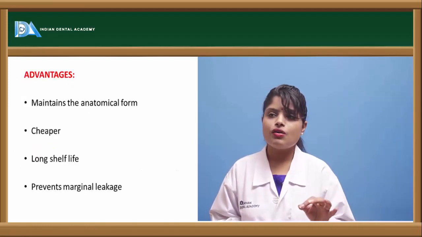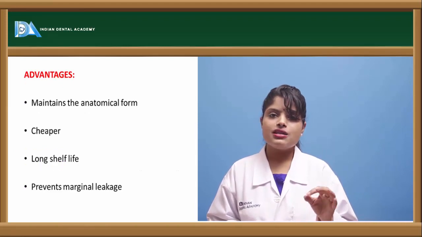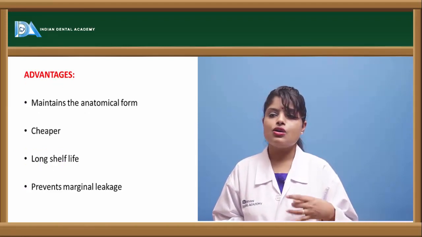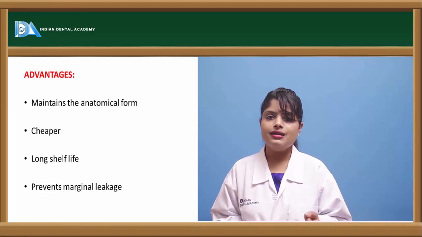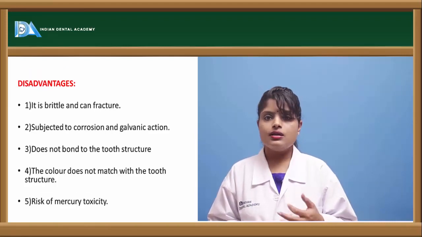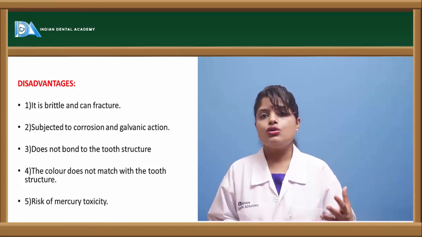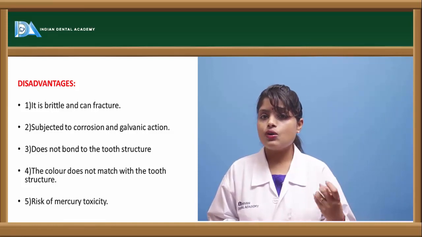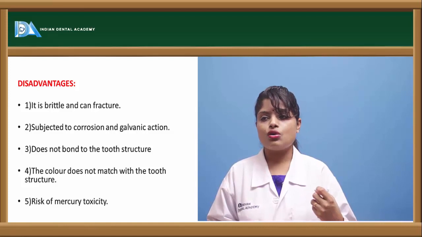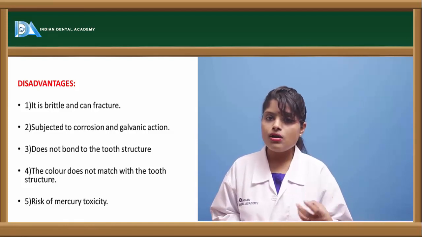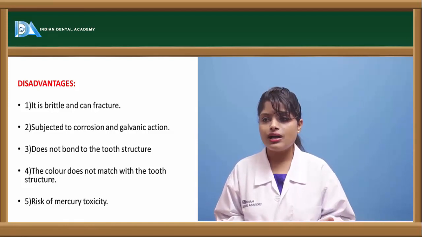The advantages of the amalgam are that it maintains the anatomic form, it is cheaper, it has a longer life duration, and prevents any marginal leakage. The disadvantage is that it is not tooth colored like glass ionomer cement, so it will give a greyish appearance. It can only be given in the posterior parts of the cavity. It does not bond to the tooth surface, and it is not fluoride releasing.